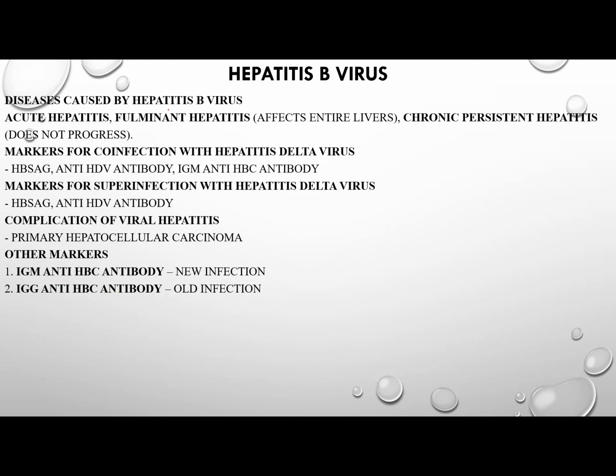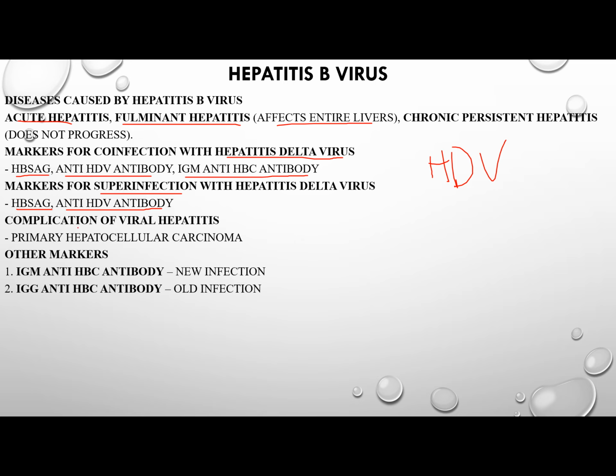Now, what are the diseases caused by hepatitis B? We have acute hepatitis, fulminant hepatitis, which would affect the entire liver, and chronic persistent hepatitis, which does not progress. There are markers for co-infection with hepatitis delta virus. So if you have an HBV infection and also hepatitis delta virus, you would be positive for HBsAg, anti-HDV antibody, and IgM anti-HBC antibody. If you have a super infection with hepatitis delta virus, you would have HBsAg and anti-HDV antibody.